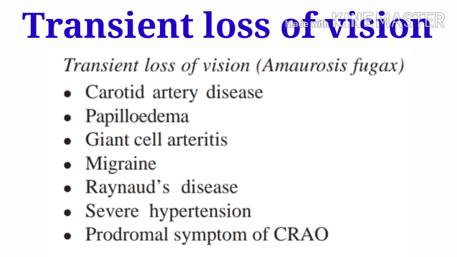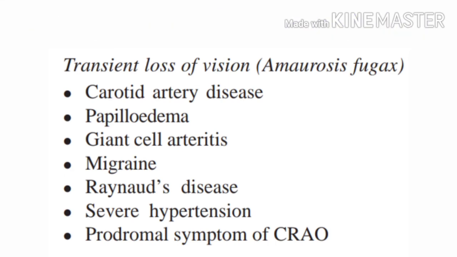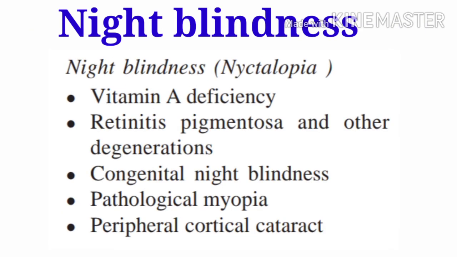Causes include carotid artery disease, papilloedema, giant cell arteritis, migraine, Raynaud disease, severe hypertension, and prodromal symptoms of CRAO. Night blindness: vitamin A deficiency, retinitis pigmentosa, congenital night blindness, pathological myopia, peripheral cortical cataract.